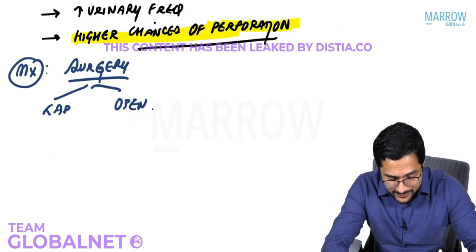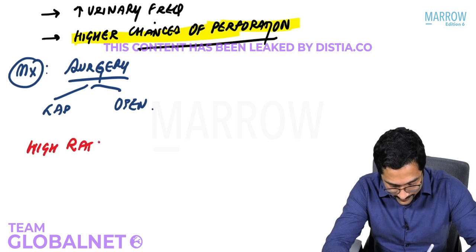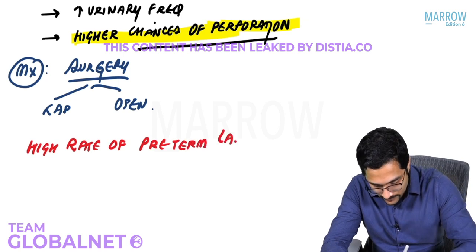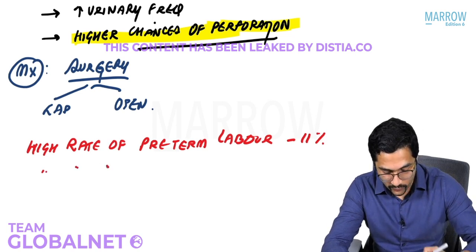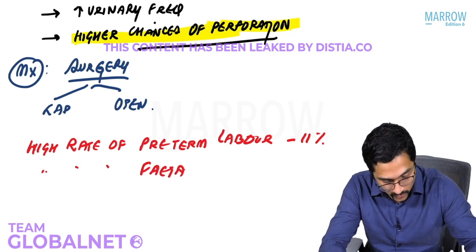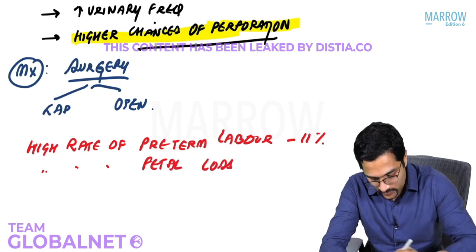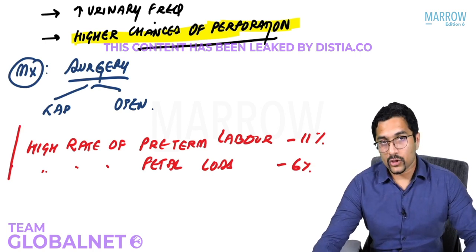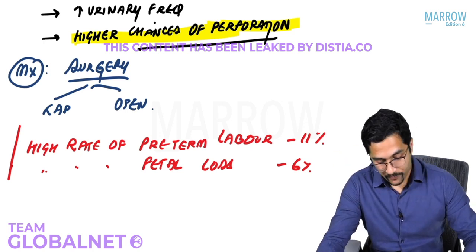You should know that appendicitis during pregnancy has a high rate of preterm labor, which is 11%, and there is a high rate of fetal loss also. So fetal loss or abortion can occur in 6% of patients. These values are from the latest Sebastian, and you should know this. Also, if there is a perforation, then these values can even be higher.